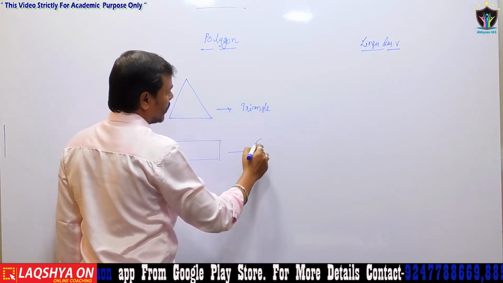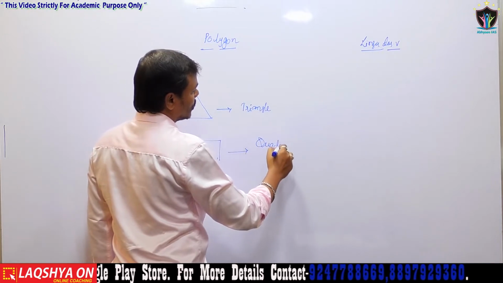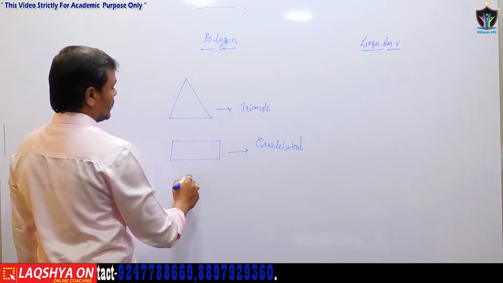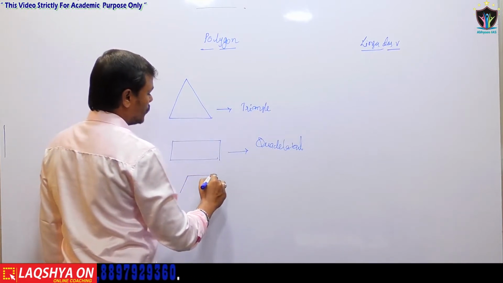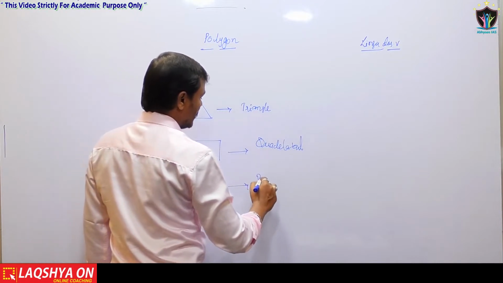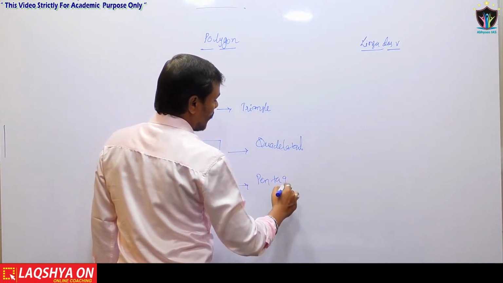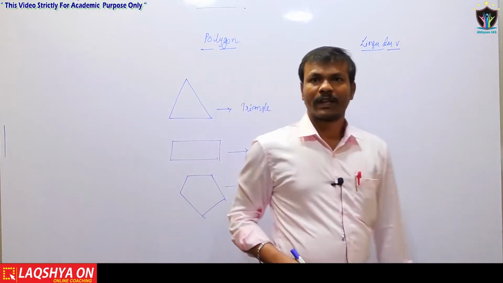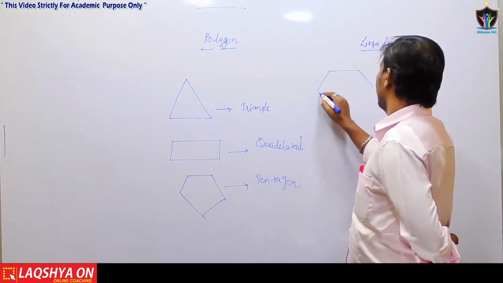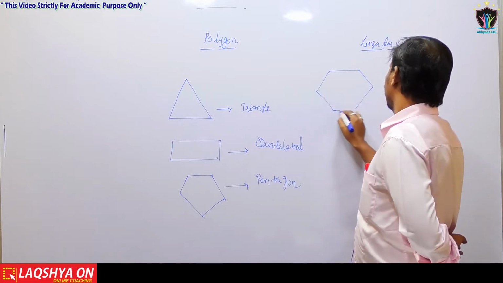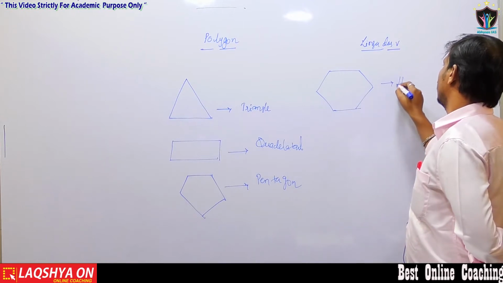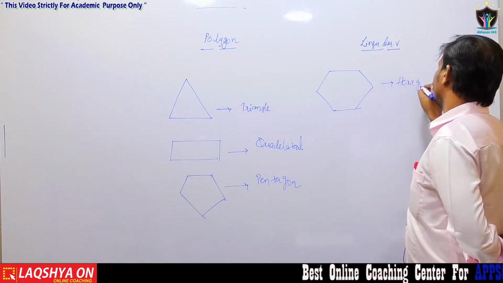This is another polygon. This is called a quadrilateral. 1, 2, 3, 4, 5. This is a pentagon. And next, 1, 2, 3, 4, 5, 6. How many sides do we have? 6 sides. This is a hexagon.